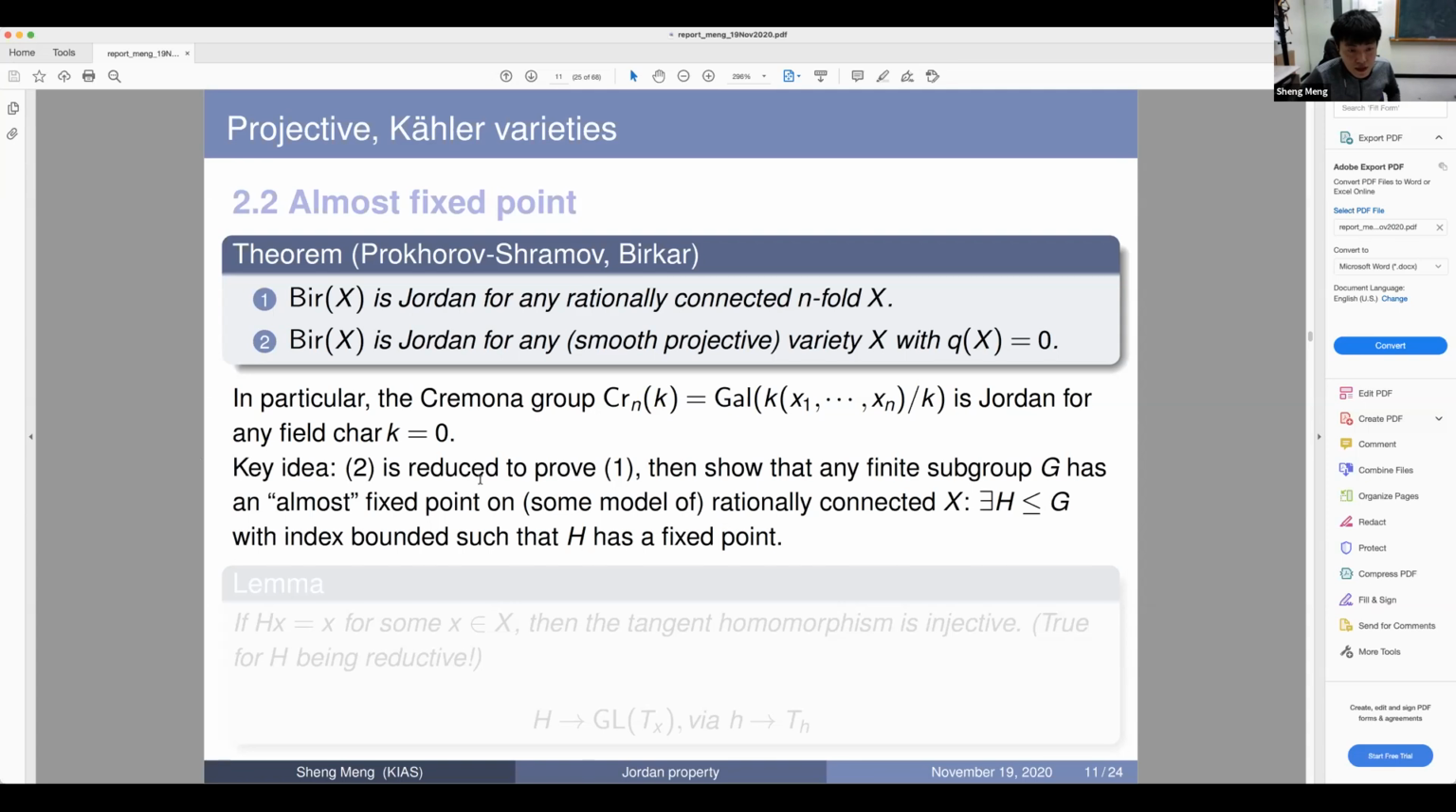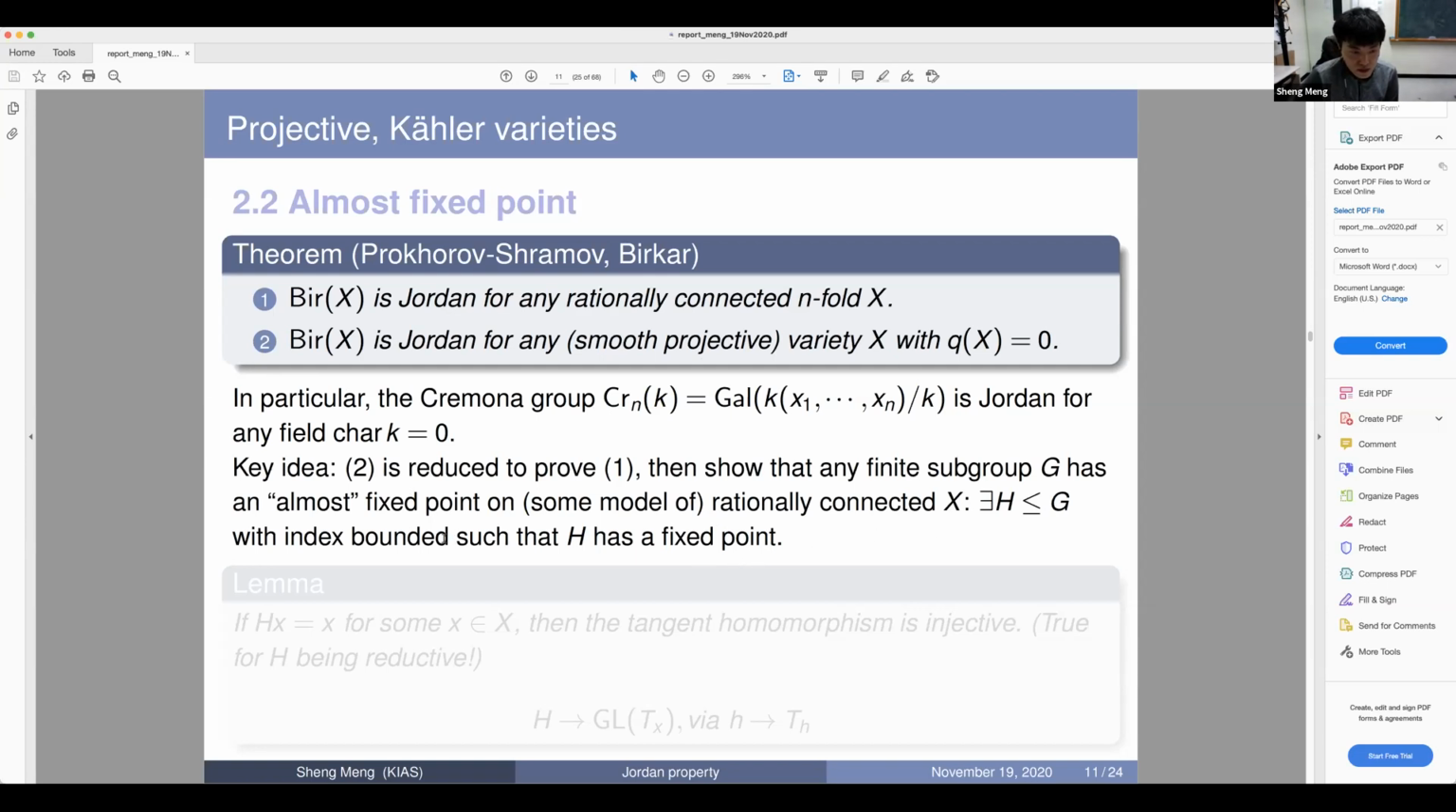The key idea is to reduce the second to the first by taking the maximal rationally connected fibration. Then we show that any finite subgroup G has an almost fixed point on some model of the rationally connected variety X. The almost fixed point is defined precisely in this way: there exists some subgroup H of G with bounded index such that H has a fixed point. Alternatively, you can say that G admits an isotropic subgroup with bounded index.